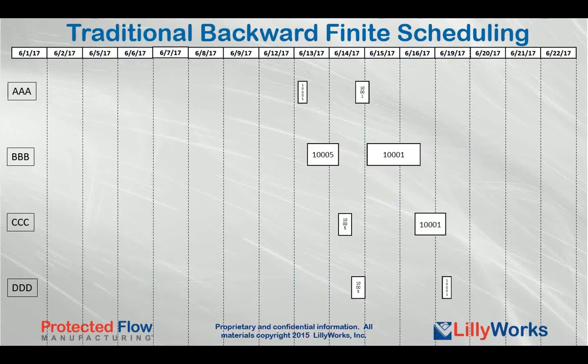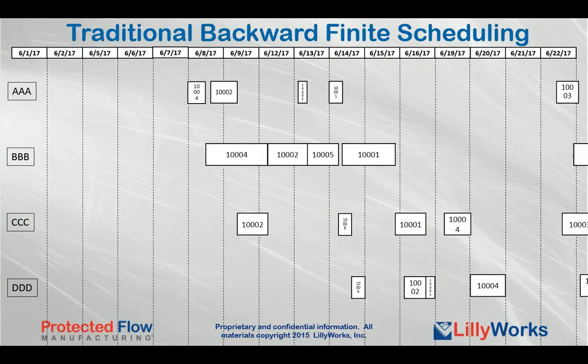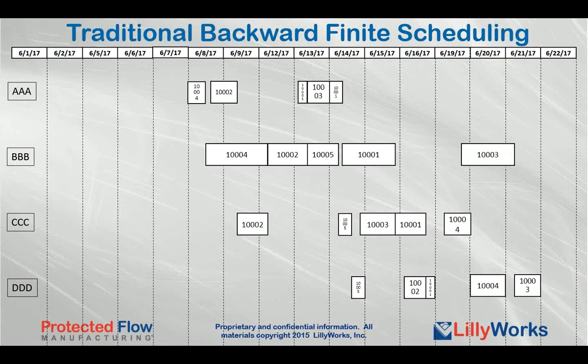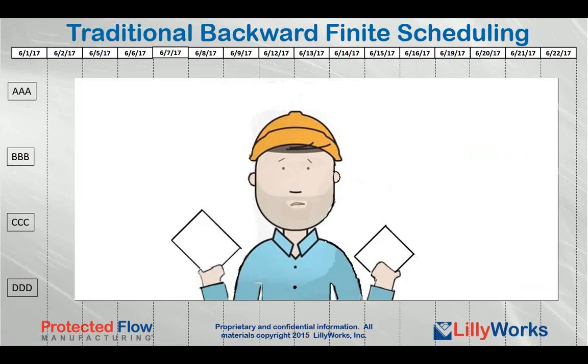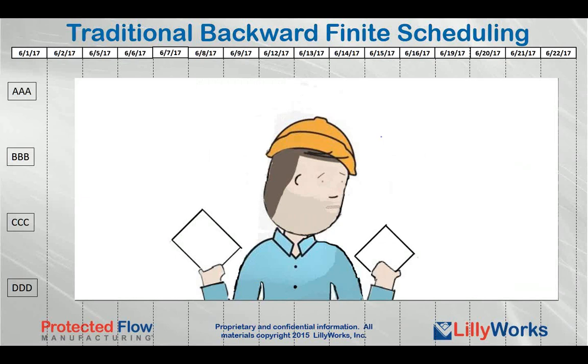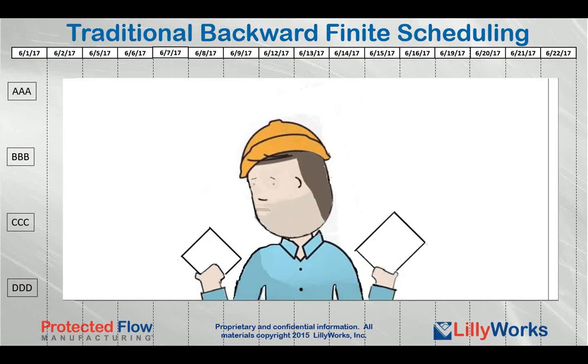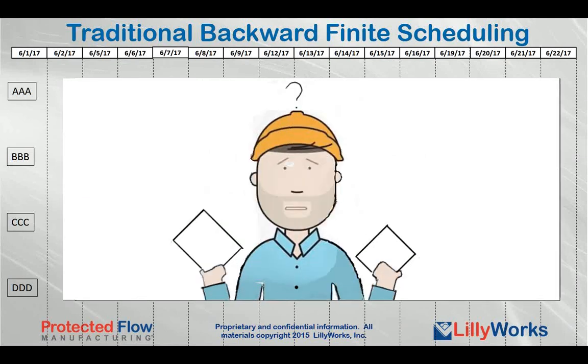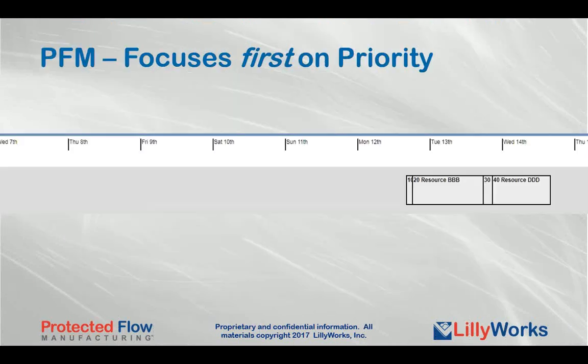Traditional shop floor scheduling focuses first on creating a plan by loading your shop's capacity. The output of this program is used to create a dispatch list that is sent out to the shop. Unfortunately, the priorities created by the scheduling program rarely match what the folks on the shop floor know to be the true priorities. Protected flow manufacturing, on the other hand, focuses first on prioritizing your orders in a simple, powerful way.